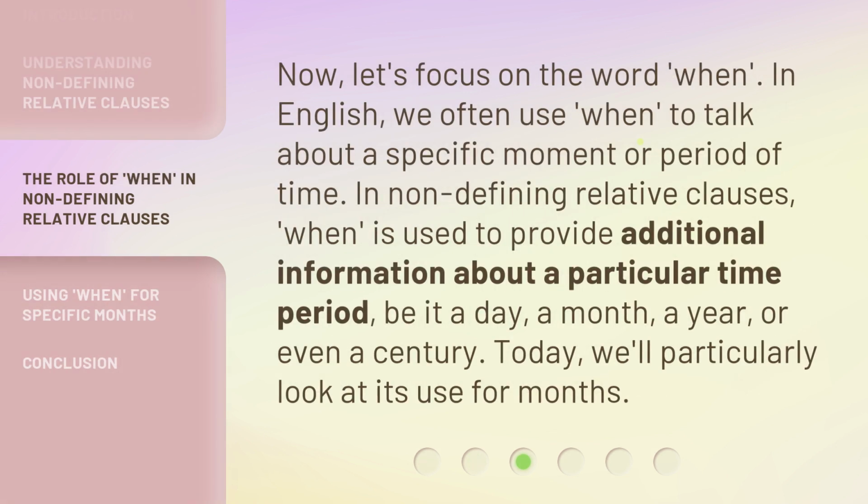Now, let's focus on the word when. In English, we often use when to talk about a specific moment or period of time. In non-defining relative clauses, when is used to provide additional information about a particular time period, be it a day, a month, a year, or even a century. Today, we'll particularly look at its use for months.